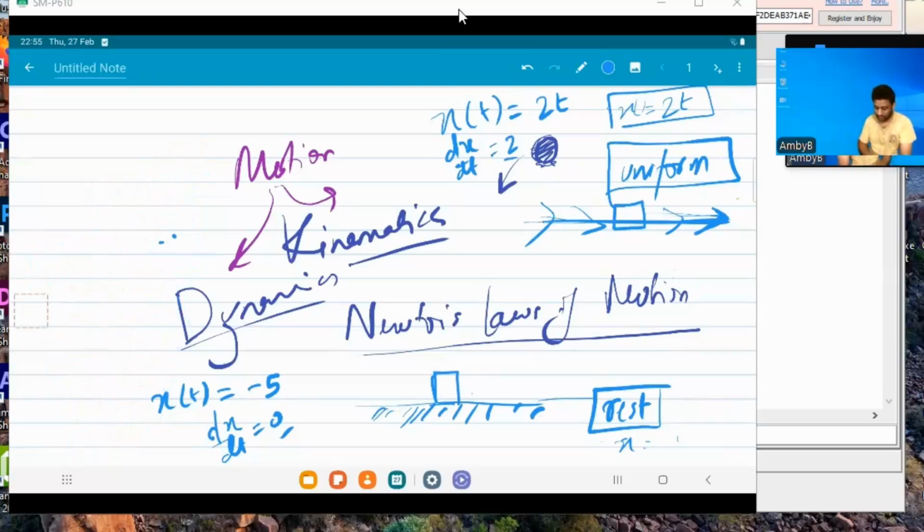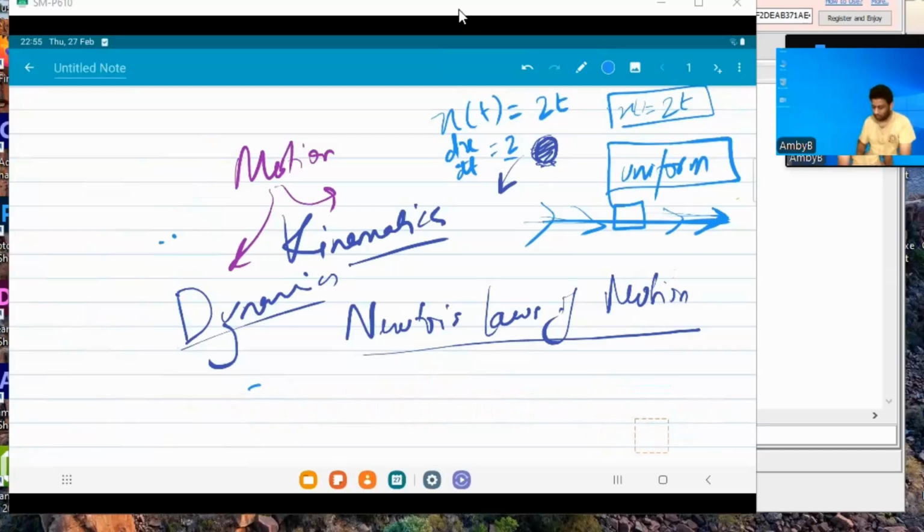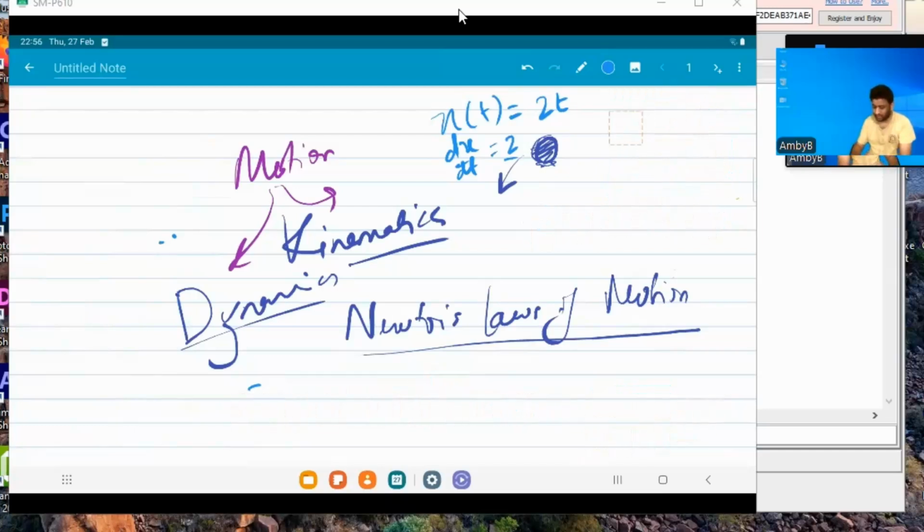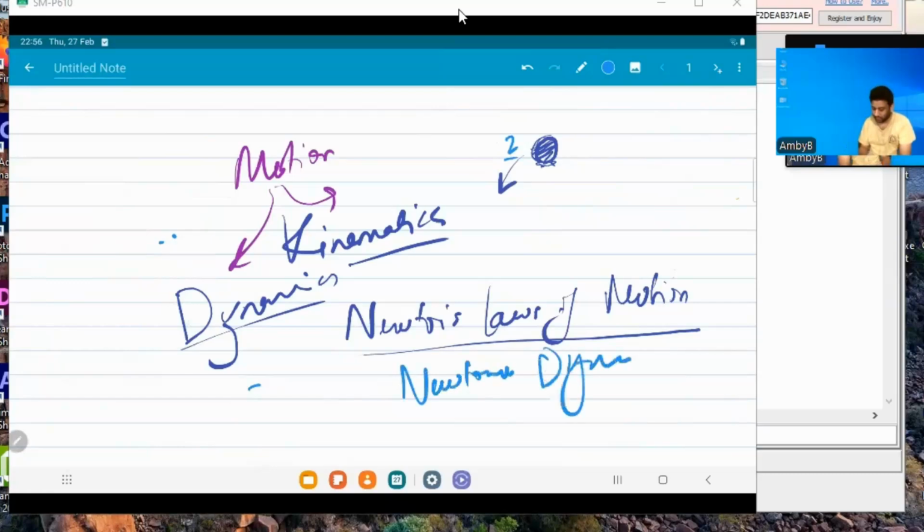So I hope it is very clear, and you are also understanding dynamics versus kinematics here. Okay, so this is the dynamical law. These are called Newton's laws of motion. We say it, but this is Newtonian dynamics. Newtonian dynamics is what? The three laws of Newton. That is Newtonian dynamics. Similarly, we have different dynamics also. We have Lagrangian dynamics. We have Hamiltonian dynamics. So these are all classical dynamics.